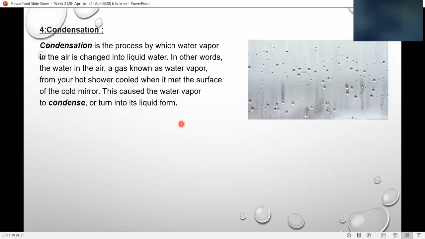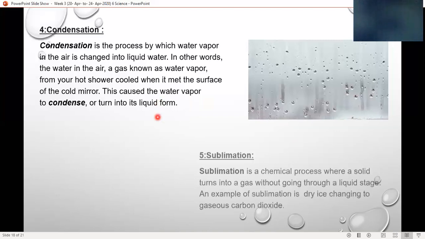These water vapors are condensed because you are heating something. For example, you are making noodles and you put a lid on it. You were heating the water and there was steam, and that steam is going to put on that lid and convert back to water. So this is condensation.